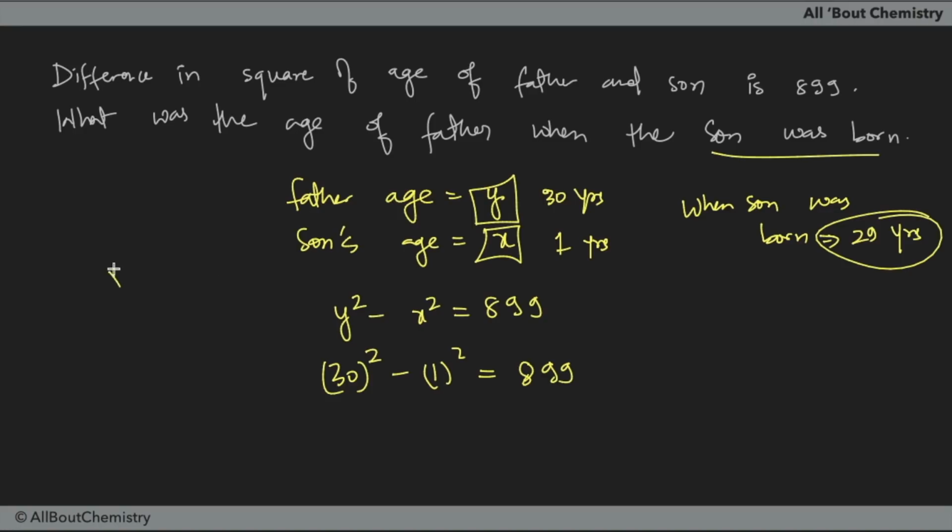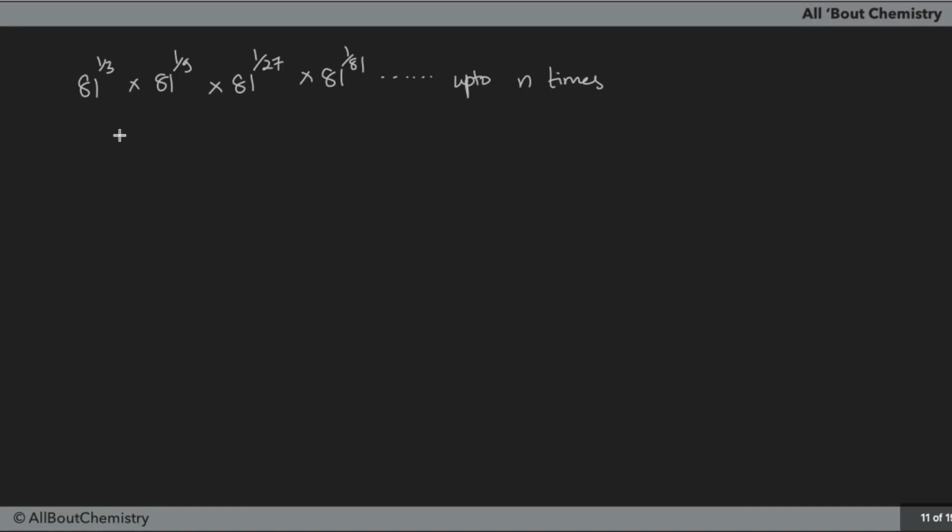This was also a previous year question. Alright, let's talk about this question as well. It says 81 to the power 1 by 3, 81 to the power 1 by 9, 81 to the power 1 by 27, 81 to the power 1 by 81 and so on up to n times. You have to find out the product of them. So there were different ways. Many people tried to do it with a calculator. I don't know how it came, but fine, I'll tell you how to do it in an easy way.